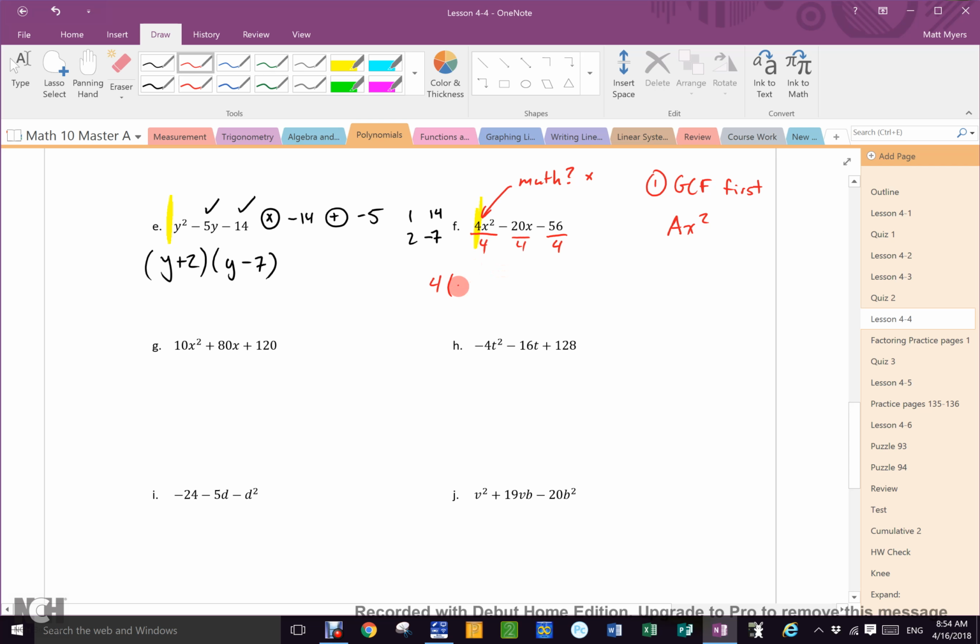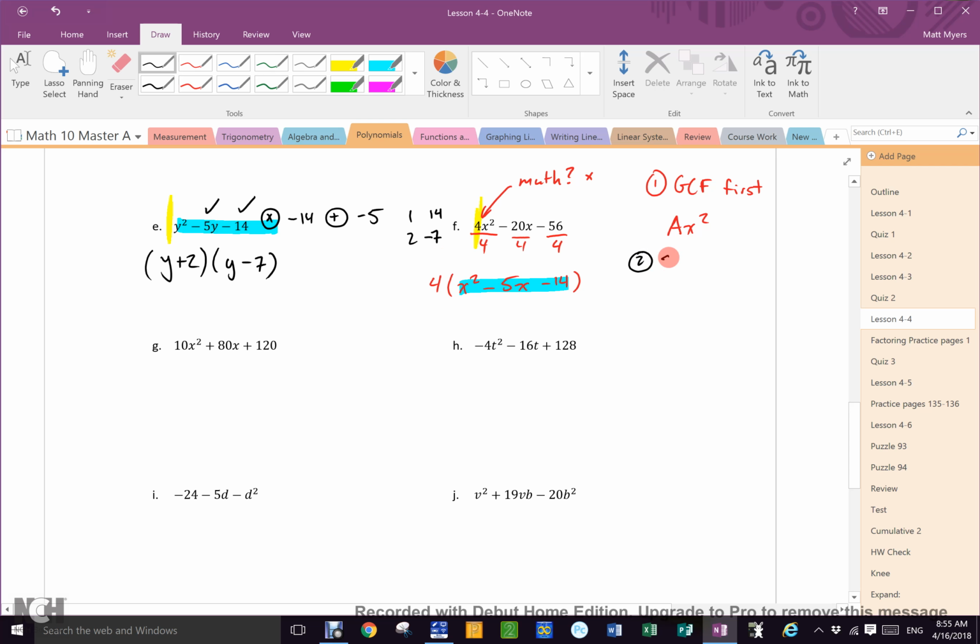So 4 divided by 4 is x squared, correct? What's 20 divided by 4? 5. Negative 5x. And 56 divided by 4 is what? Negative 14. Now, look closely. Aren't those the exact same polynomials? That's the next thing I have to warn you about. Remember I said in GCF, sometimes you have to factor again. So we factored once, we took out a GCF, and then we already know what this is, right?